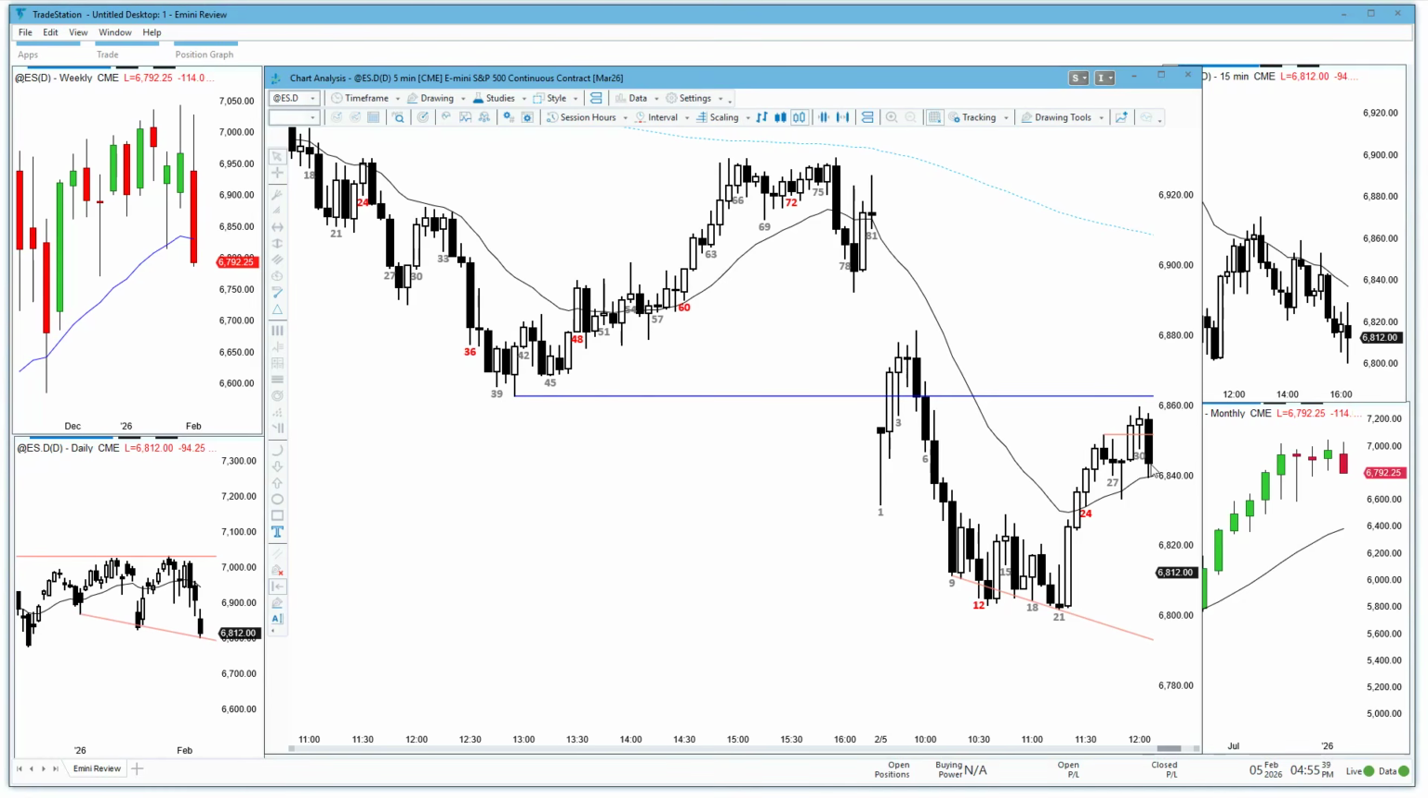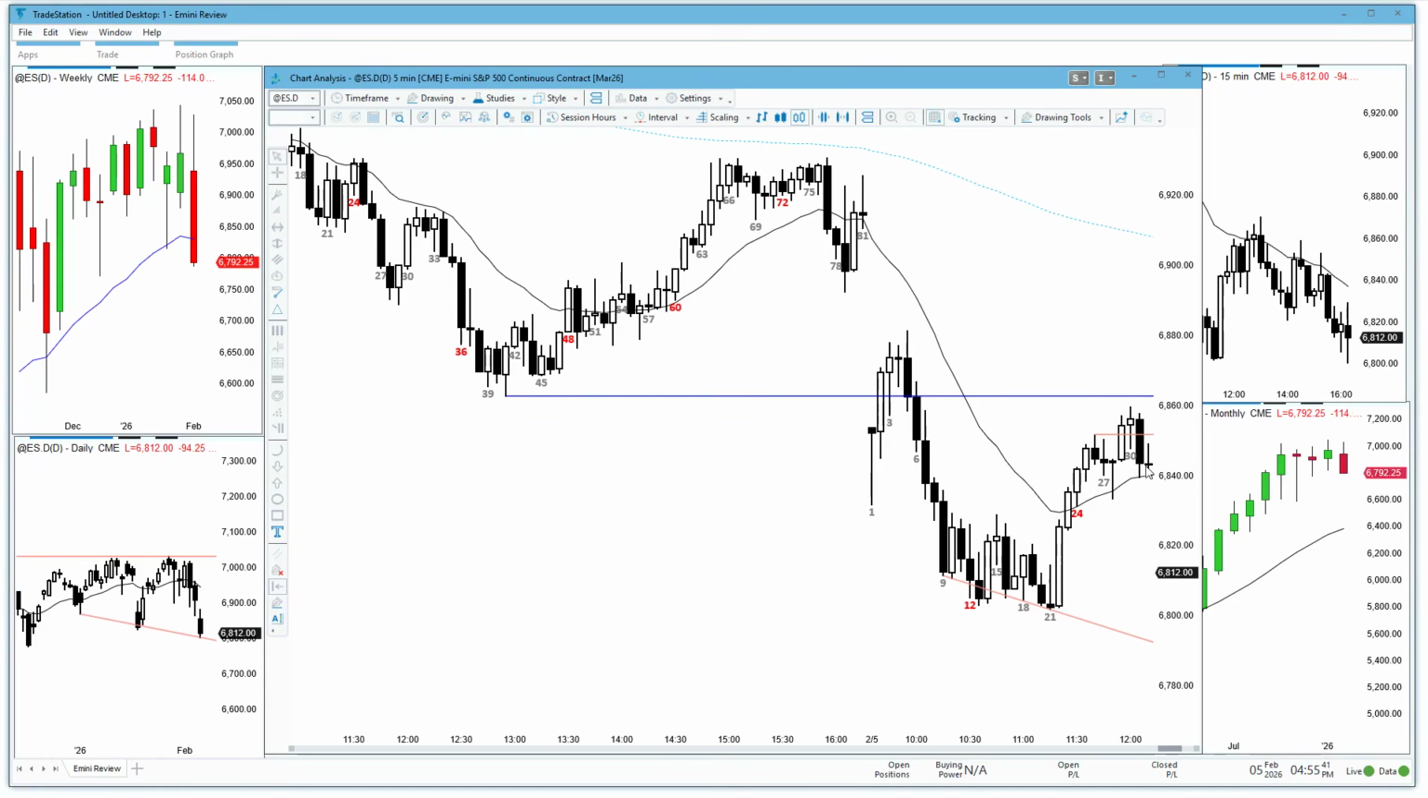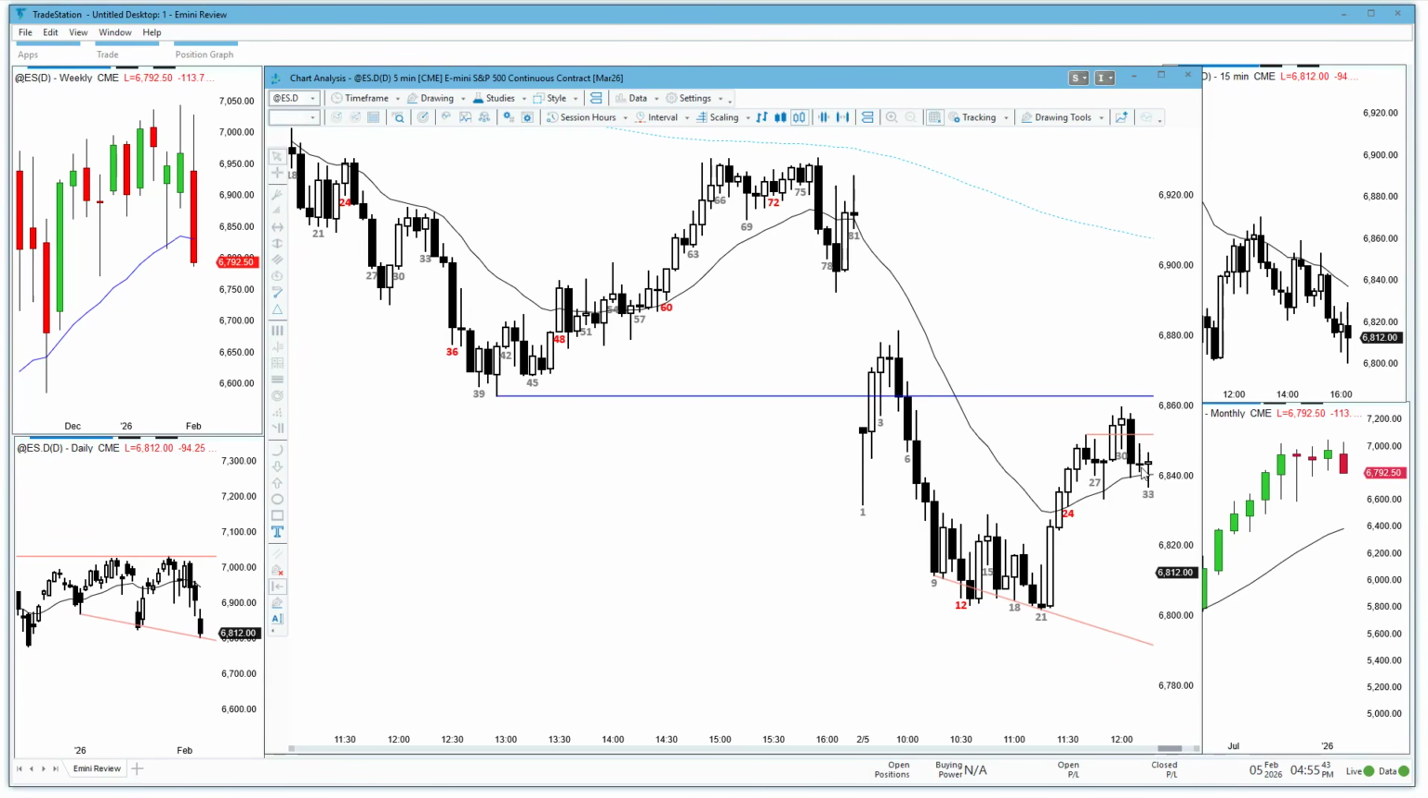So 31, a buy the close bar. 32, buy the close. Disappointing follow through for the bears. High 2 buy setup, bar 33. Bulls can buy above 33, looking for a second leg.